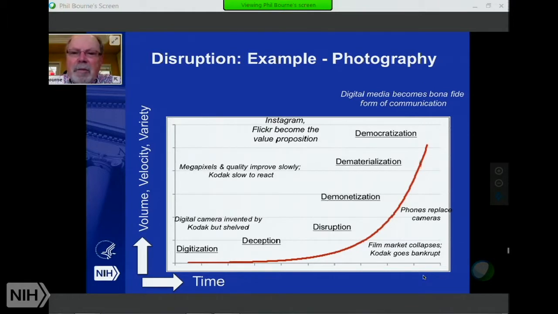And that's clearly what happened in a number of industries, including photography, to the point where Instagram, which is really an example of an organization that supports communication by images, which is a completely different business model than what photography originally was, has had a huge impact. And Instagram, I think at this moment, is valued more than Kodak ever was.